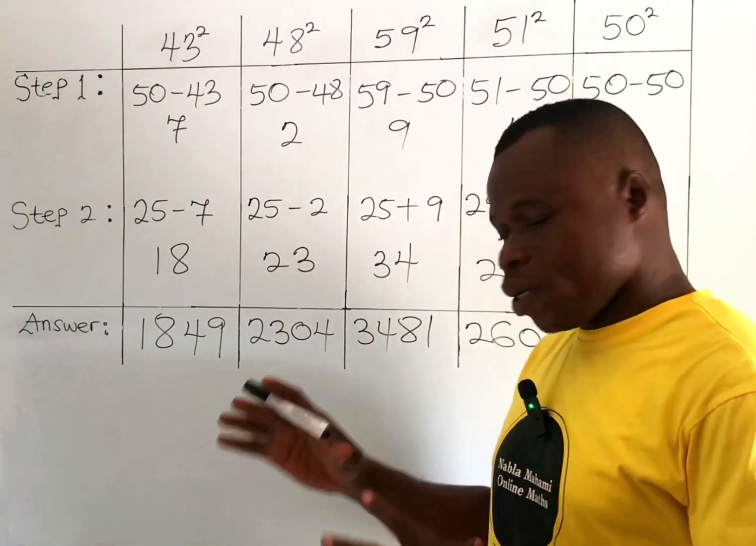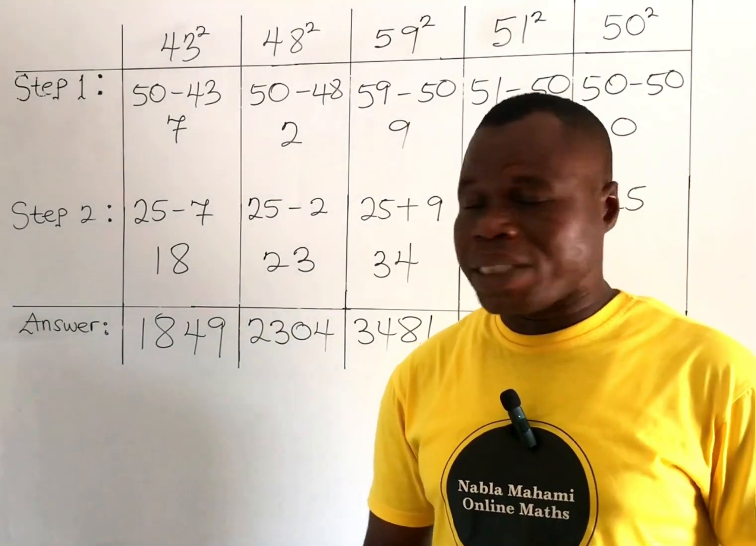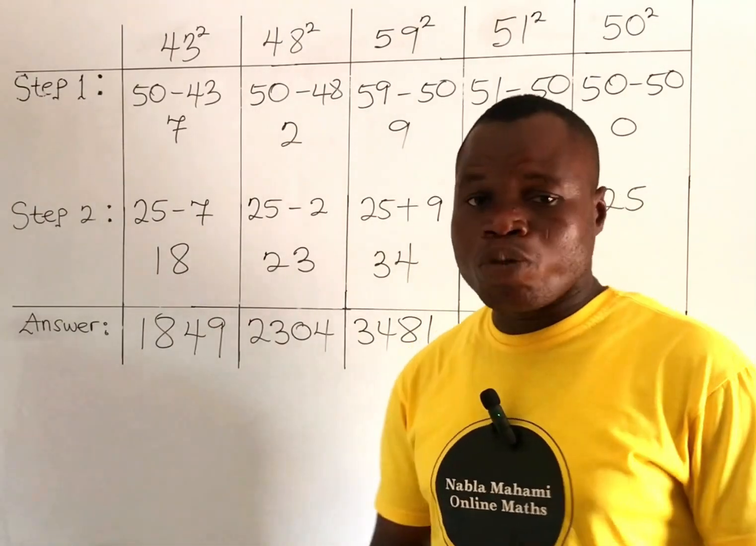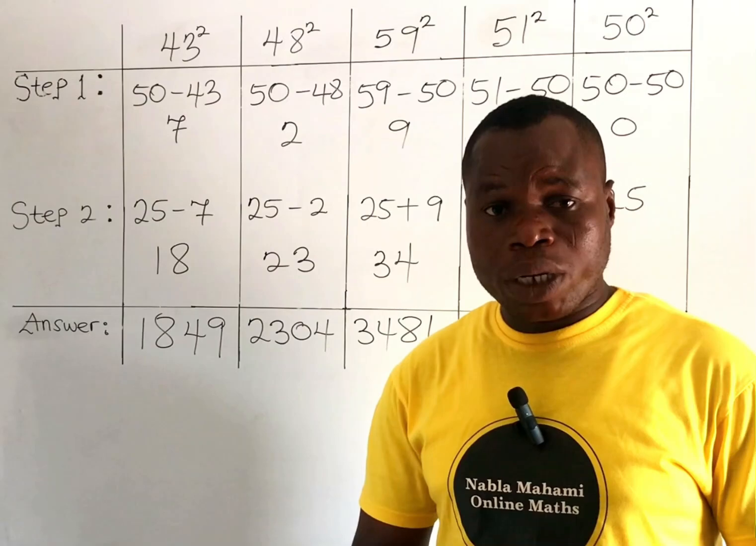And this is how we square numbers that are closer to 50, whether it is less than 50 or greater than 50. You look at the procedure and do that. You can also take your own numbers that are closer to 50, either more or lesser than 50, and follow the procedure. The answers will be correct if you follow the procedure well.